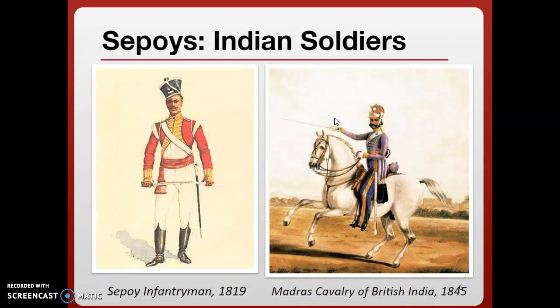And what the British East India Company does, in having their ability to raise an army, is that they recruit soldiers, and they become known as sepoys. Sepoys are Indian soldiers. What is interesting about this is that these sepoy soldiers were from both the Hindu faith as well as Islam.